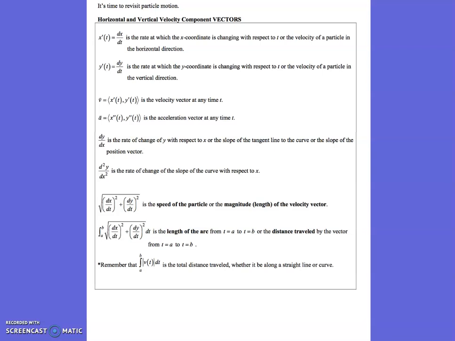Alright, so we've done dy/dx. We've talked about how it's dy/dt divided by dx/dt, and it's saying that it's the slope of the position vector.